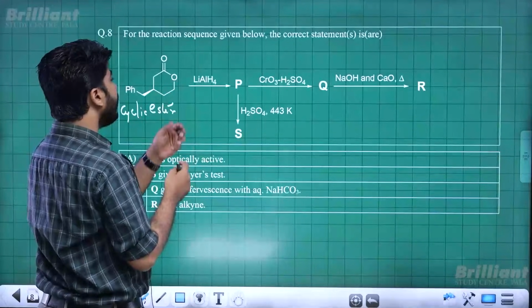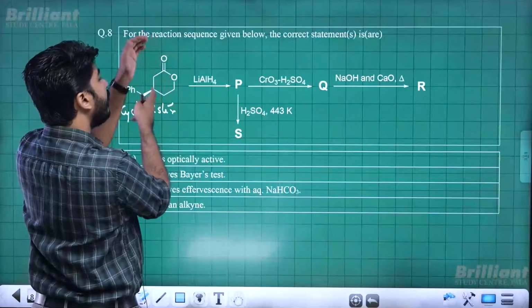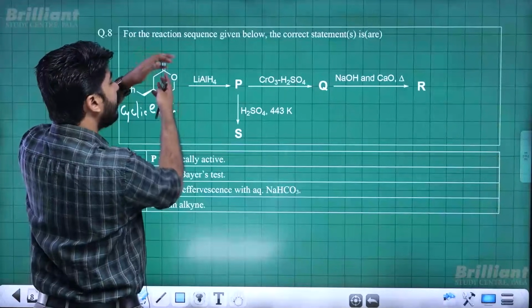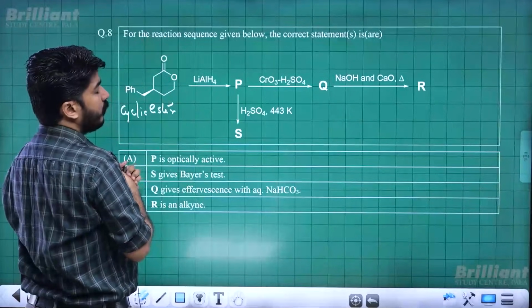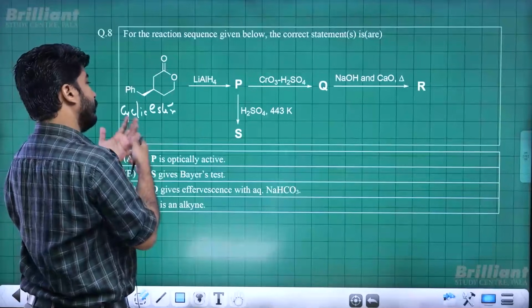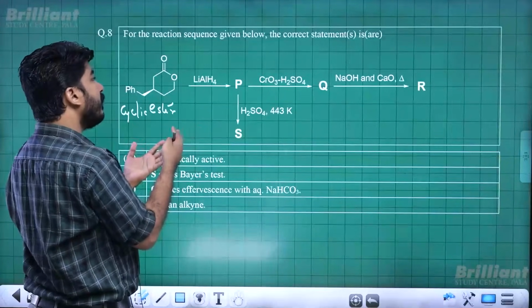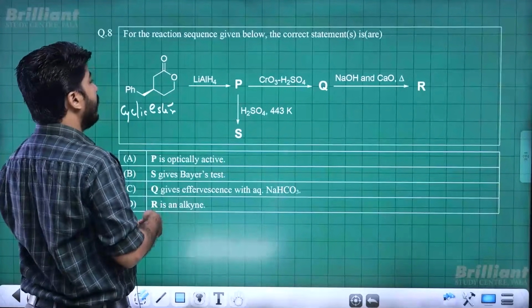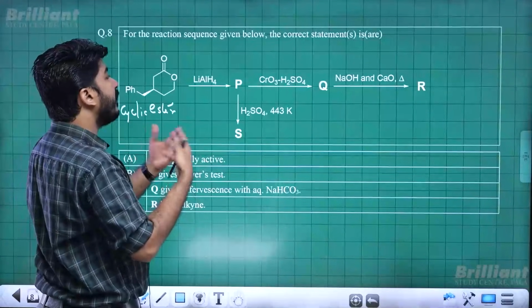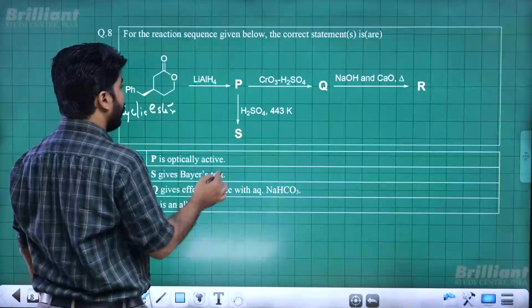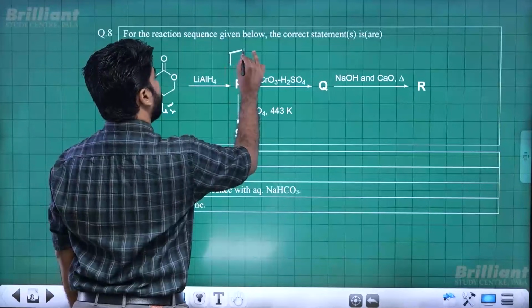If it were DIBAL-H, then we would be getting an aldehydic unit at this side and on the other side a hydroxyl group. But an ester with LiAlH4 will be completely reduced to alcohol. Since this is a cyclic ester, we will be getting a diol compound. Okay, diol is produced.